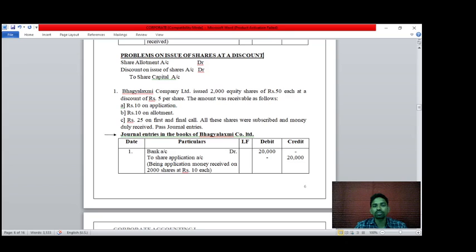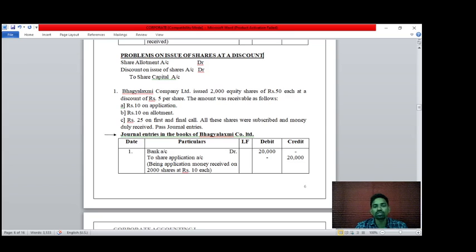What does issue of shares at discount mean? When the company issues shares at a price less than the face value of the shares, that is the issue of shares at a discount. Suppose the company is issuing a share and each share price is rupees 100, but there is no demand for those shares, then the company will issue at a discount.